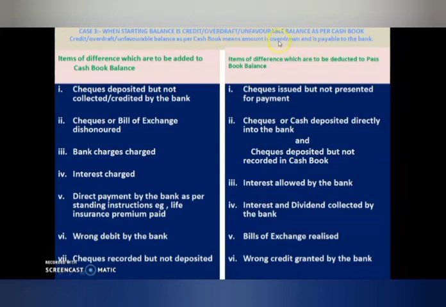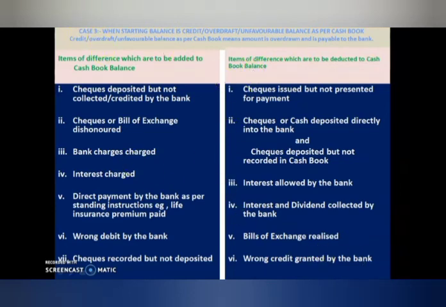So overdrawn is payable. That amount you are supposed to pay to the bank. It's a liability for you. So your cash book is showing an overdraft, that means an unfavorable balance. In that case, these are the 7 items which we have to add in our cash book balance if it is overdraft, and these are the 6 items which should be deducted from your cash book balance. So children, that was case 3.